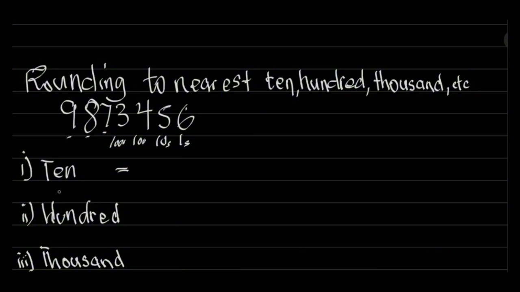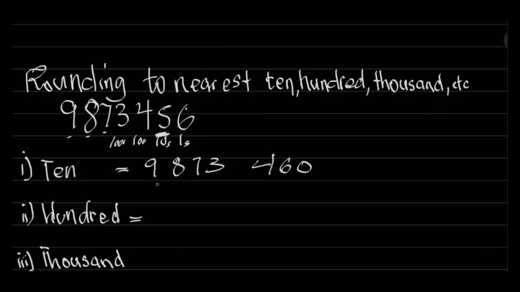So rounding to the nearest tens means that when you identify the tens place value, all numbers behind it should be 0. And when the number immediately after the set place value is above 4, that is, if it is 5, 6, 7, 8, 9, you must increase the place value you are rounding to by 1. So since we have 5 and the number after 5 is 6, when we round to the tens place value, 5 will increase by 1. So we are going to have 9,873,460. So that is how we round it.